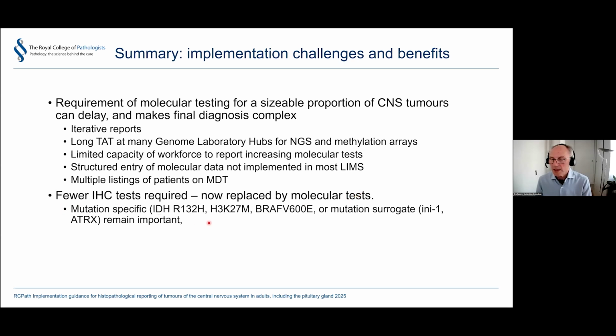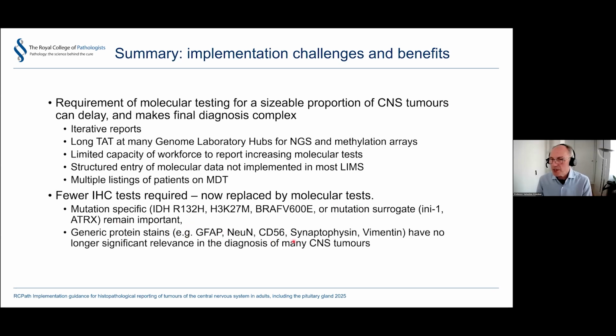So these are the important stainings. Obviously, it's not exhaustive, but the most commonly used ones: IDH mutation-specific antibody, H3K27M, BRAF V600E, other mutation surrogates like INI1 and ATRX, they are important.